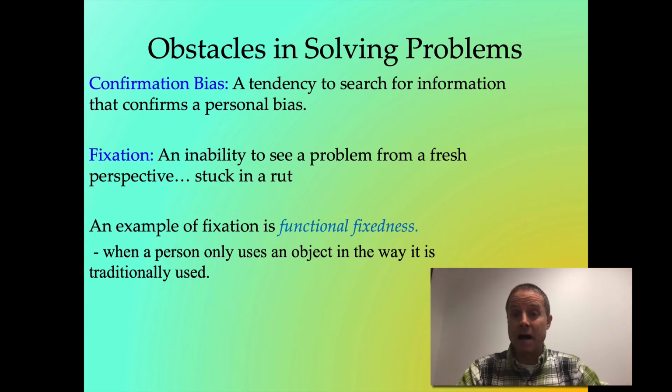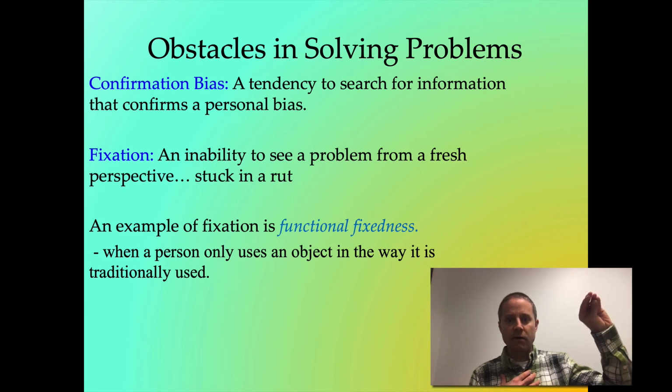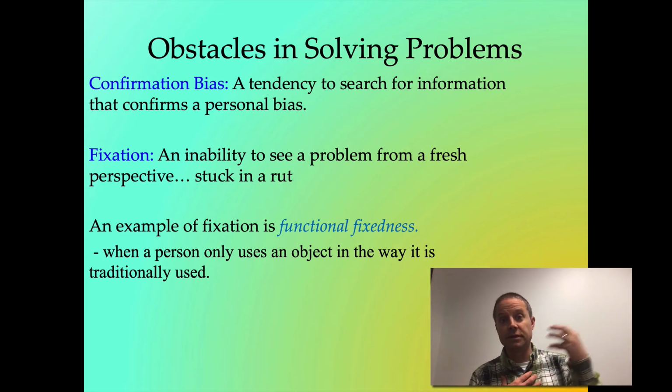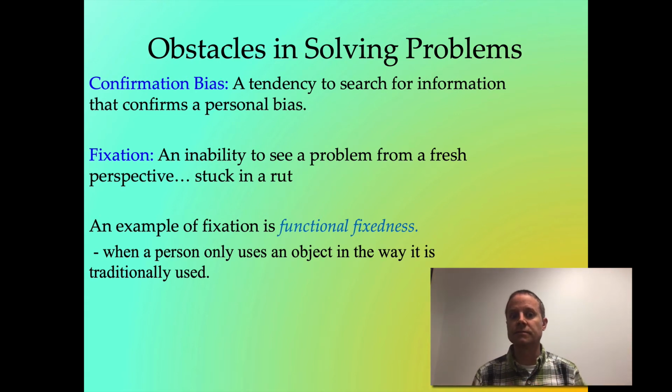Now we need to talk about some obstacles, some things that get in the way of us solving problems. And it turns out that our mind does some things automatically that sometimes lead us astray when we're trying to find the answer to a problem. The first one I'm going to talk about is called the confirmation bias. This is when you have a belief and you're seeking information on that topic, but you only seek out information that confirms your bias. So if you like a politician, you only seek out information that says good stuff about him. So that would be the confirmation bias.